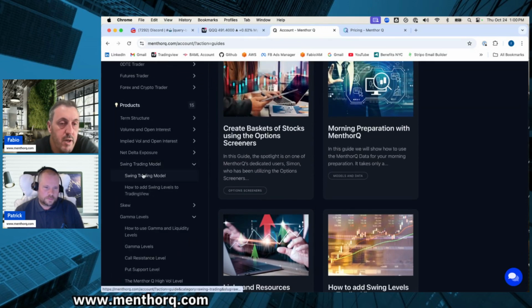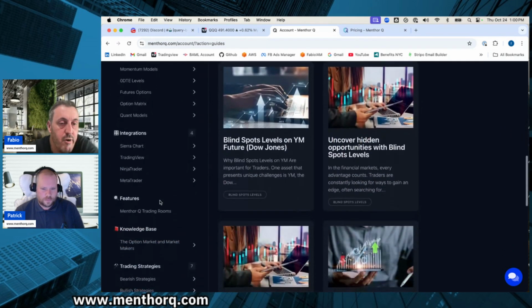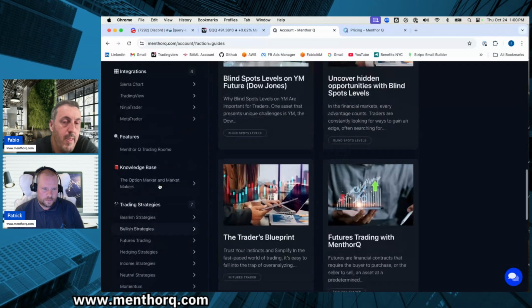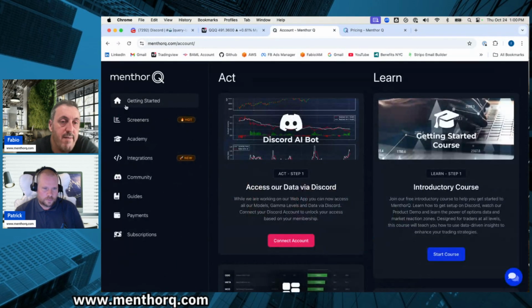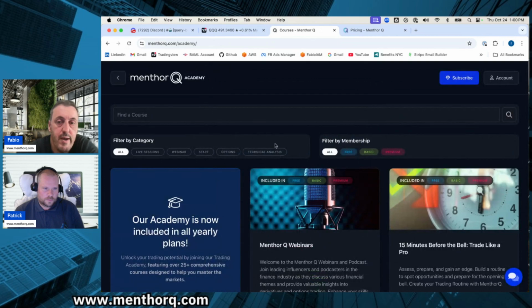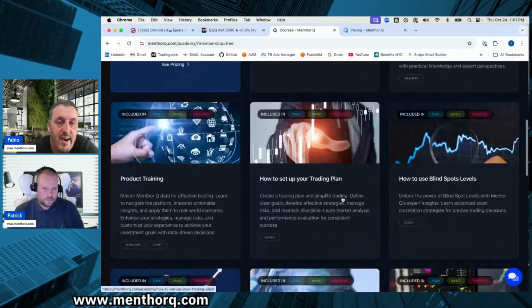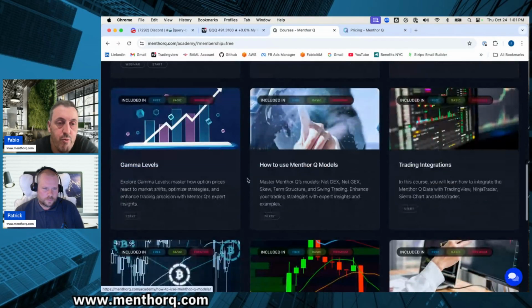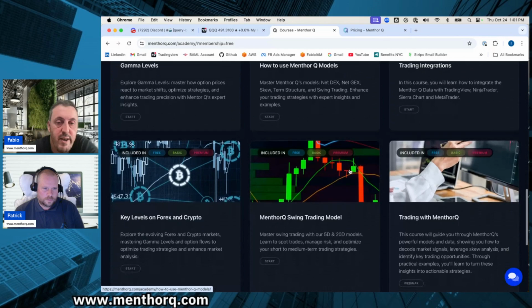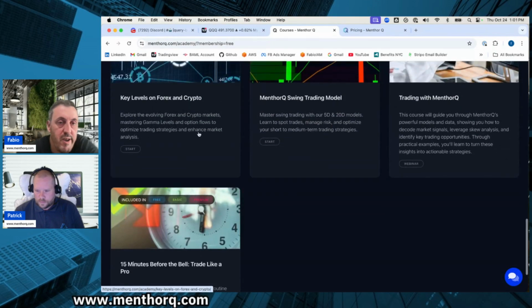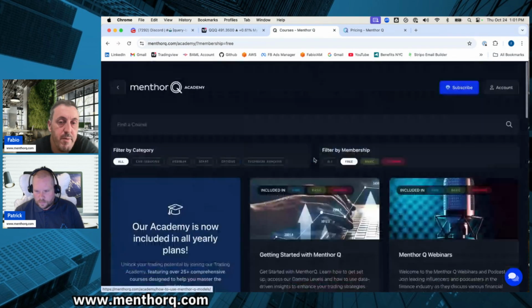Here you can see how the swing trading models are calculated and how to add them to TradingView, and you can also access our knowledge base and strategies: momentum strategies, futures trading strategies, option strategies, all of this. And you also have our academy. If you have a free account, you get access to all of these courses, from getting started to blind spots, gamma levels, how to use the models, integrations, swing trading, how to trade with MenthorQ, and how to use it for forex and crypto. There's a lot of information right here.